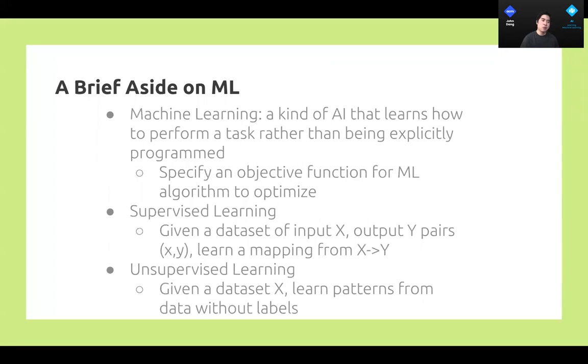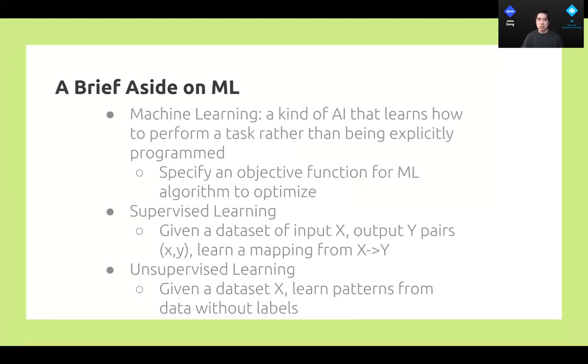Just briefly, before I talk about what exactly I work on and whether that falls under the different research categories, a brief aside on machine learning in case you are unfamiliar. Machine learning is a kind of artificial intelligence, basically trying to learn how to perform a task rather than being explicitly told how to do it. Generally speaking, this involves specifying some kind of objective function, and then the algorithm will optimize this objective function. Oftentimes this will be called a loss, and we would want to minimize the loss.